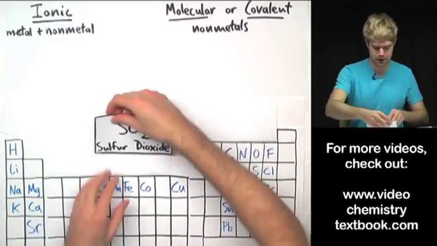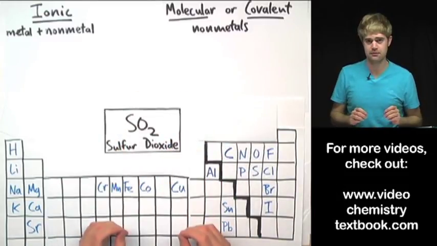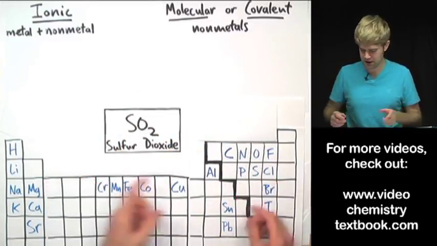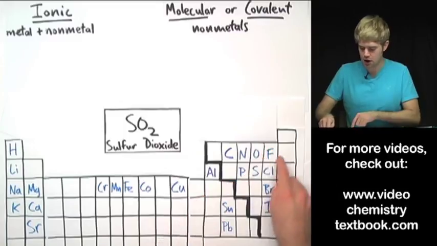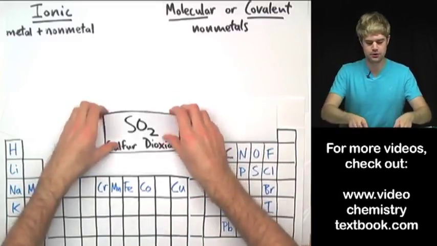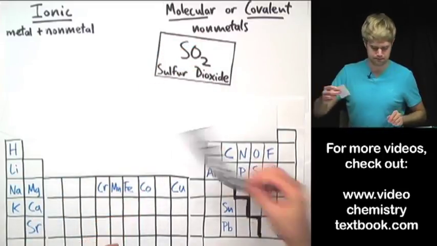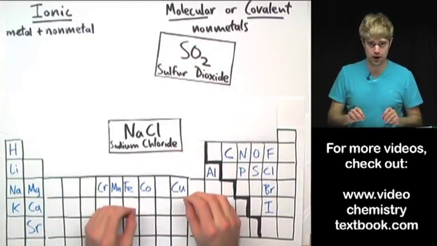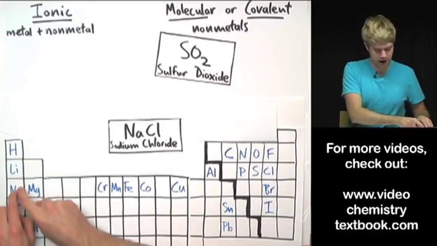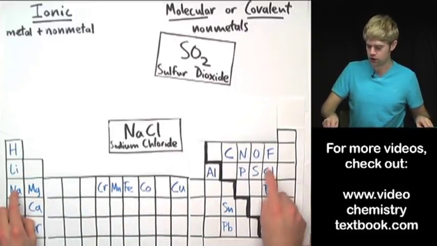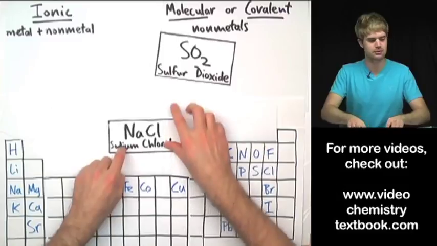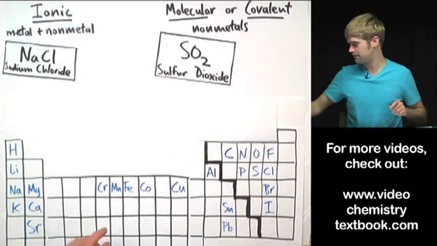The first one, sulfur dioxide. So what are the elements it's made of? It's made of sulfur and oxygen. Both of these are nonmetals, which means that sulfur dioxide, SO2, is a molecular compound. Sodium chloride is made of sodium, a metal, and chlorine or chloride, which is a nonmetal. So sodium chloride is an ionic compound.